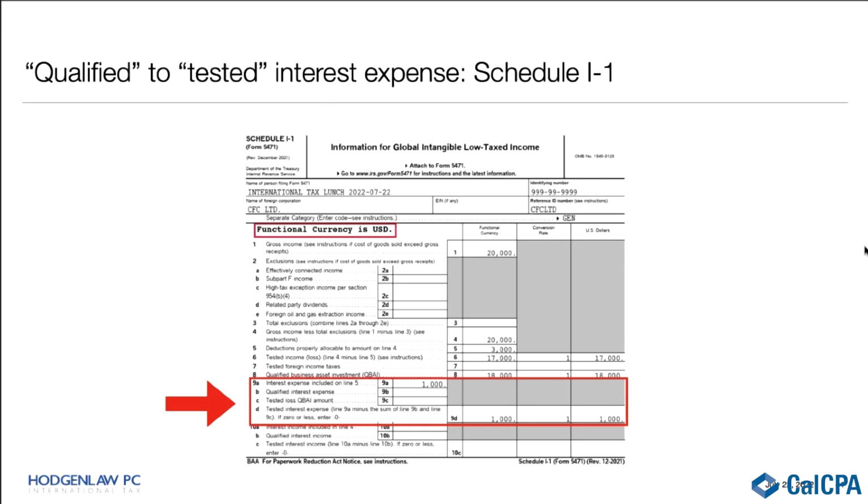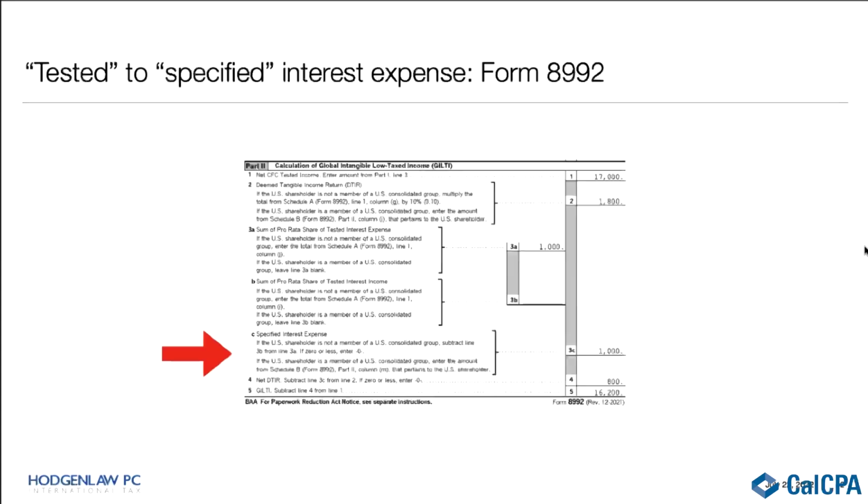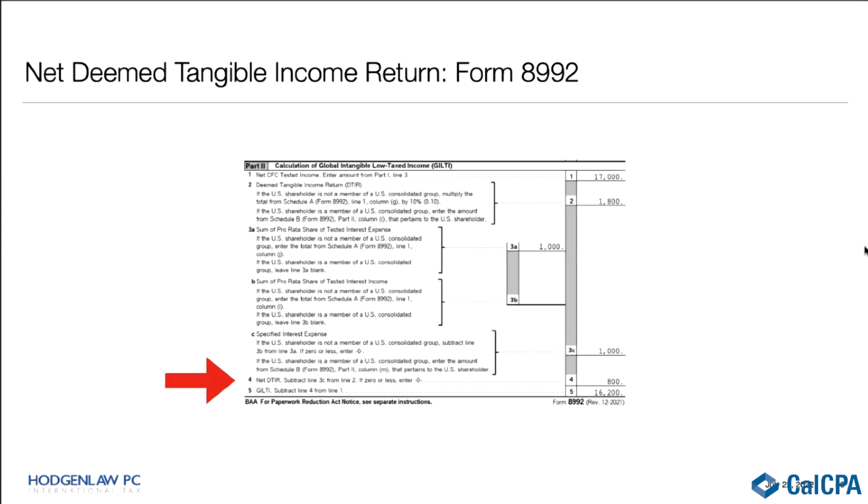Anyway, in my example, we've got 9B, the qualified interest expense, which is a weird calculation, is 0, which means that the tested interest expense is going to be the same $1,000. And here we go back to Form 8992, where you port that $1,000 over from where we just were on Schedule I-1, and we stick it there, and it becomes an offset to the line 2, resulting in net DTIR of $800. And here you can see the result of the subtraction.